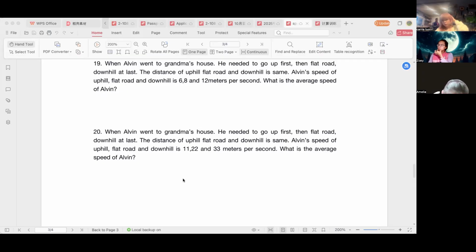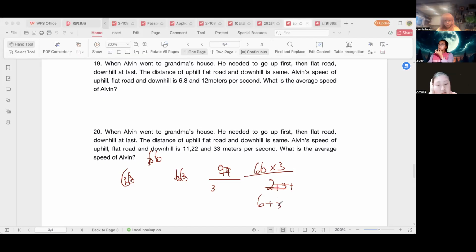Finished? Okay, I'm using 33, 33, and 33. So basically it's 99 divided by, sorry, 66. Okay, so it's 66 times 3 divided by 2 plus 3 plus 6 plus 3 plus 2. Correct? Okay, pretty easy, huh?